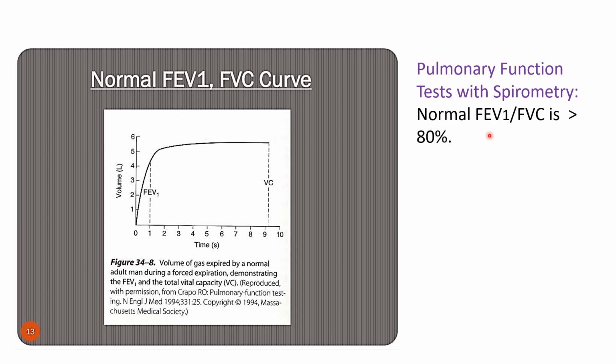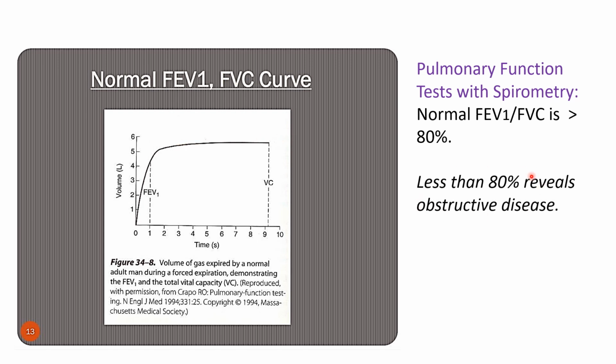So your normal FEV1, forced expiratory volume in 1 second, is about 80% of that volume that you can take in. So you breathe in all the way in, and then you force it out, and about 80% of that can get out in 1 second, with the rest occurring over the next 2 seconds or so. Generally, by the time you get to 3 or 4, you've gotten it all out.